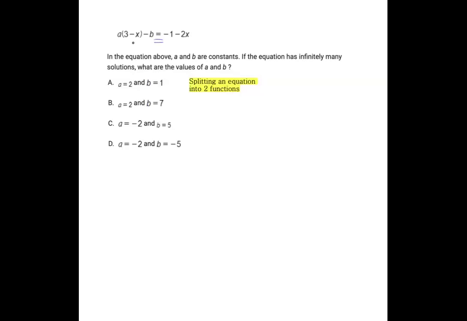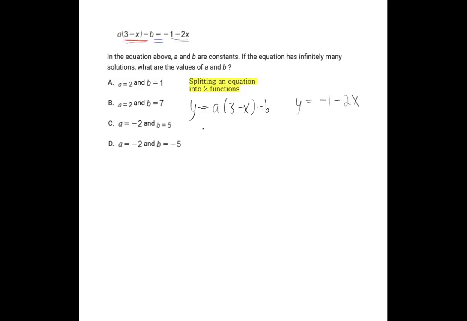sign in the middle and a linear situation on the left and a linear situation on the right. We know those are both linear because the x is only to the first power. And when you have that situation, what you're supposed to do is split it into two functions. So for the first one, we'll say a(3 - x) - b. And for the second, we'll say -1 - 2x. So we turn the left side and the right side into their own y equals equations.